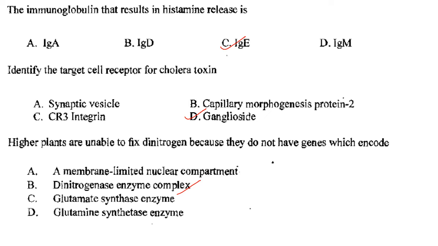Then the immunoglobulin that results in histamine release is IgE. Then identify the target cell receptor for cholera toxin. It is ganglioside. Answer is option D. Then higher plants are unable to fix dinitrogen because they do not have genes which encode the dinitrogenase enzyme complex. Answer is option D.